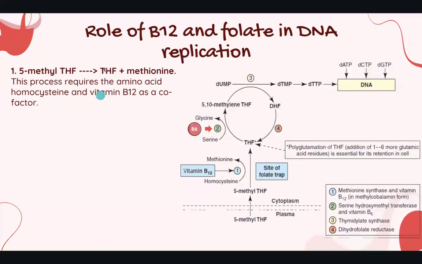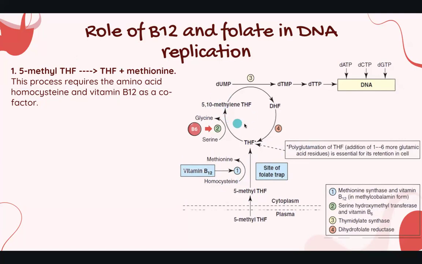Okay. So as a recap, 5-methyl tetrahydrofolate to tetrahydrofolate and methionine. And this process requires the amino acid homocysteine because it is the one that takes the methyl group from 5-methyl tetrahydrofolate. And B12 is required as a cofactor.